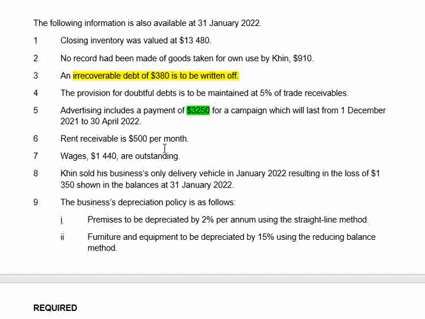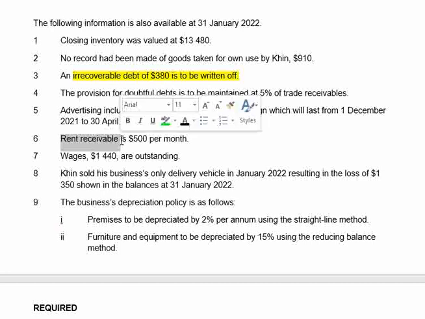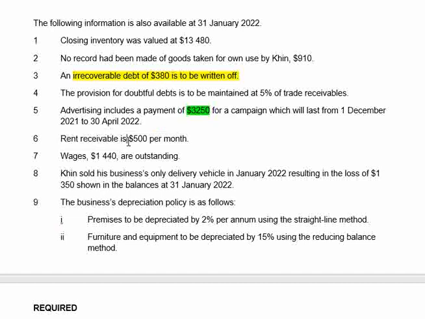Rent receivable is 500 per month. Rent receivable is our income, so we will record it in the section of other income of the income statement. Wages are outstanding. Outstanding means that this is accrued, so we will take it there.